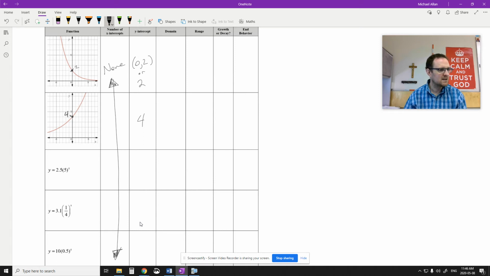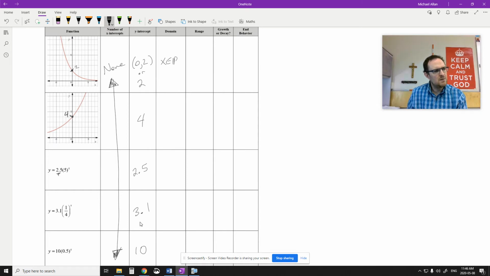Pretty easy. Now, what we said before, the number that's in front of this exponent, that's not being raised to the power of the x. So like here, this number is being raised to the power of x. This number is in the front. So that is my y-intercept, 3.1 for the next one, and this one's 10 for that one. Okay, you can graph those and determine that.